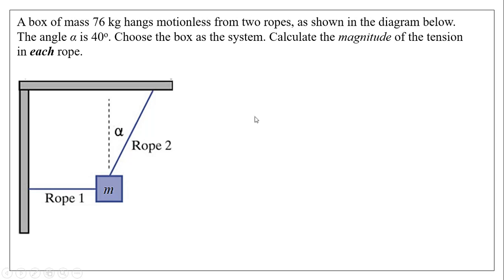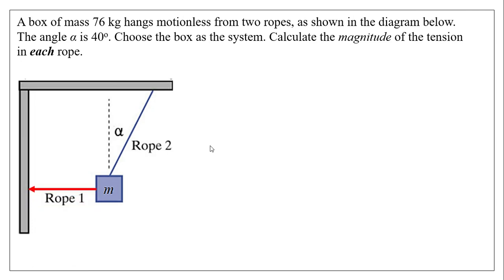Alright, so in this particular problem, we have a box of mass 76 kilograms hanging motionless from two ropes. It says in the diagram below that the angle alpha is 40 degrees. So it's the angle alpha that touches the vertical axis by the dashed line there. That dashed line is your vertical axis. And it says choose the box as a system, calculate the magnitude of the tension in each rope. Alright, so let's go ahead and do it.